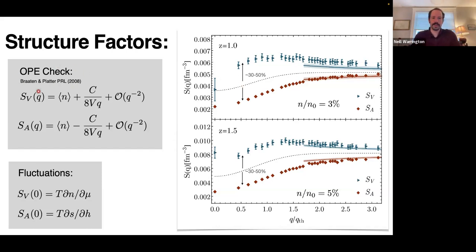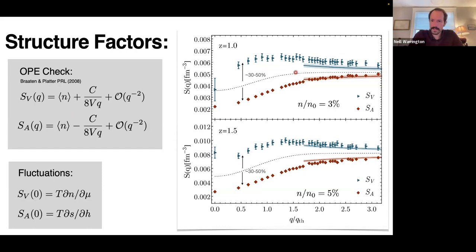One is a prediction from the operator product expansion. If you've never heard of it, the operator product expansion is a way to expand operators in the Hilbert space and understand the short distance behavior of correlation functions. And the operator product expansion computed by these guys here shows that the vector structure factor, for example, needs to converge to the density at high momentum, and it does so at a rate of 1 over Q, where the coefficient of Q is the tan contact from 2 slides ago divided by 8 times the volume of the box. Similar for the axial structure factor, there's just a sign difference.